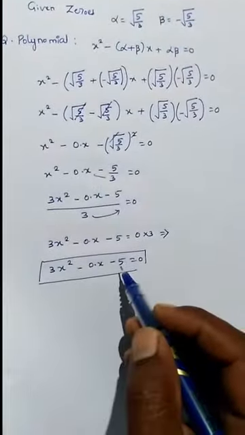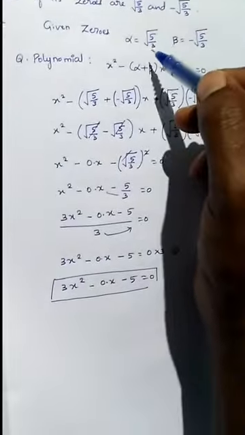Means for this equation, you find the zeros using splitting the middle term, and you get this.